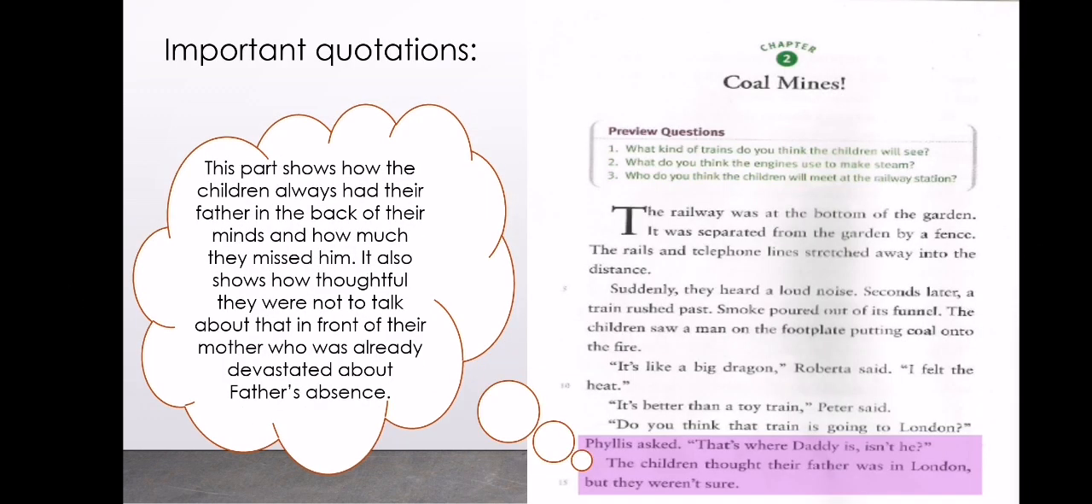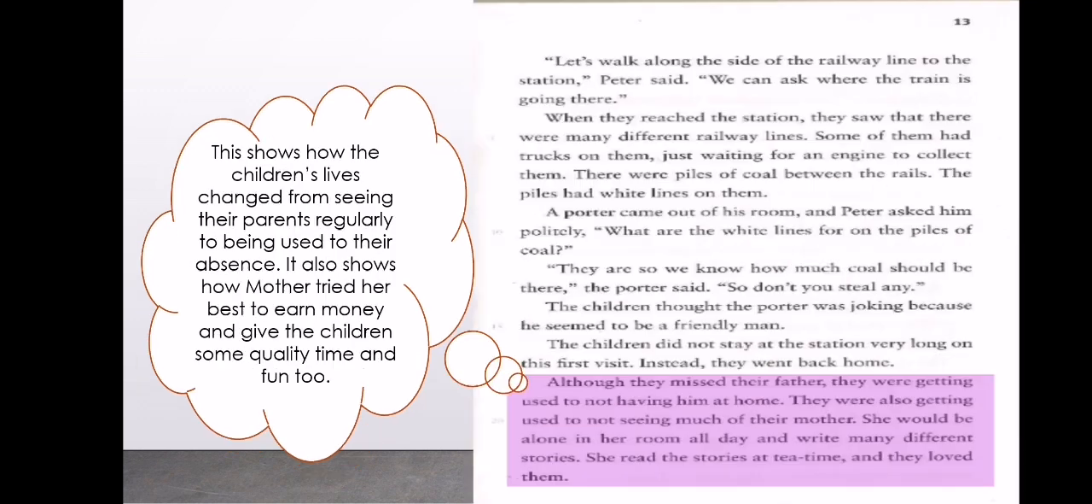In page 12 of the chapter, we start with the most important quotes. Lines number 13 till you reach line number 15. Remember that you should highlight the quotes with me. This part shows how the children always had their father in the back of their minds and how much they missed him. It also shows how thoughtful they were not to talk about that in front of their mother, who was already devastated about father's absence.